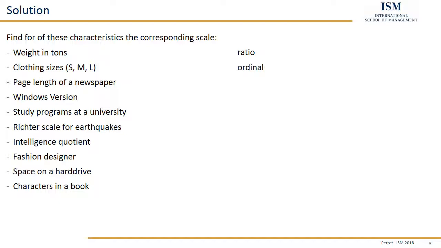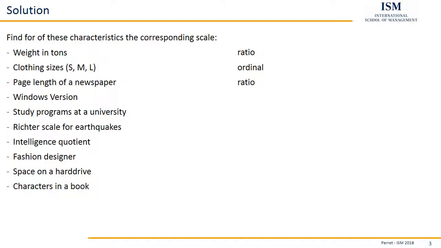Then, for the third one, page length of a newspaper. Well, obviously we can say this newspaper is twice as large, has a twice as large page length than another newspaper, and we could say it cannot become negative, so there's an absolute lower bound, an absolute zero, making this a typically ratio scaled variable.